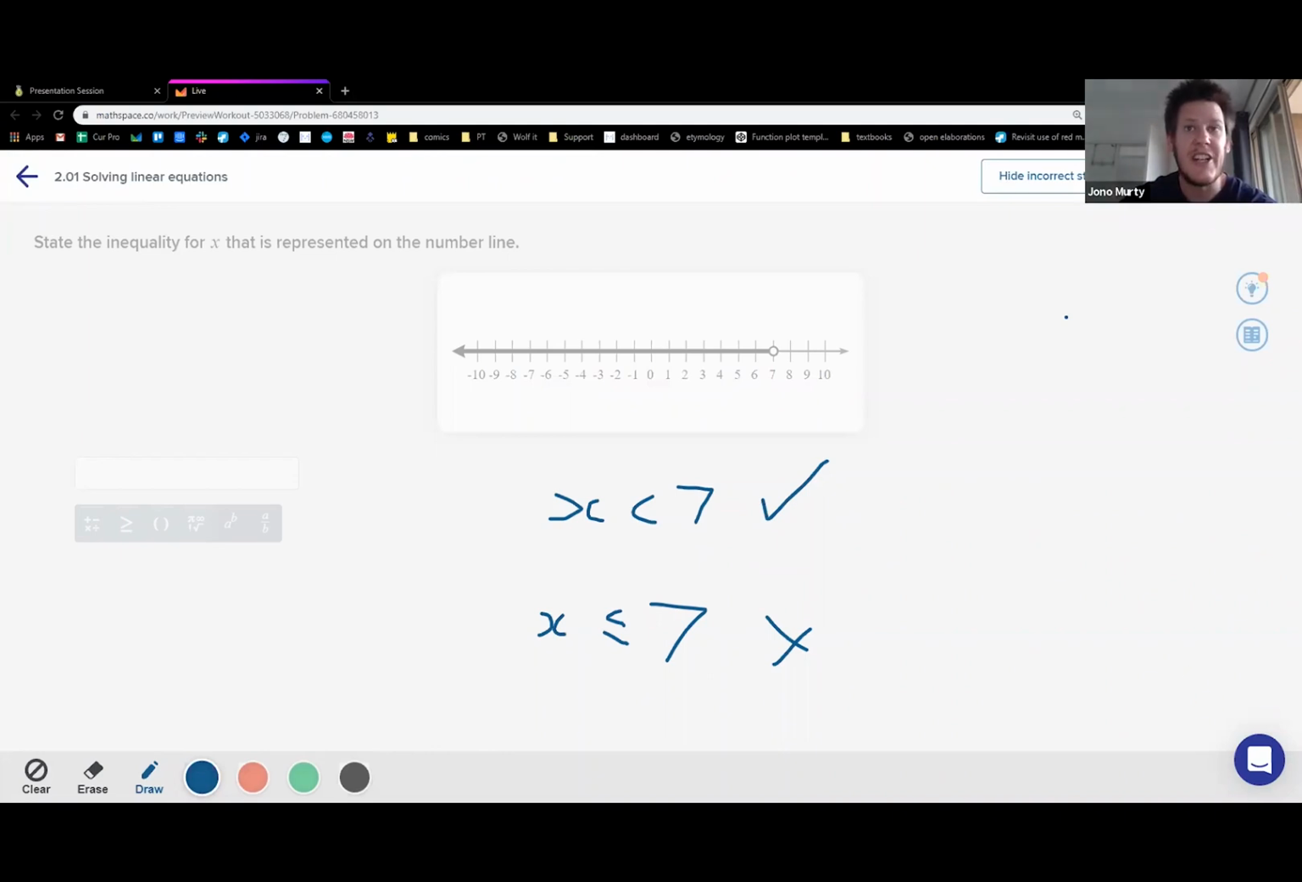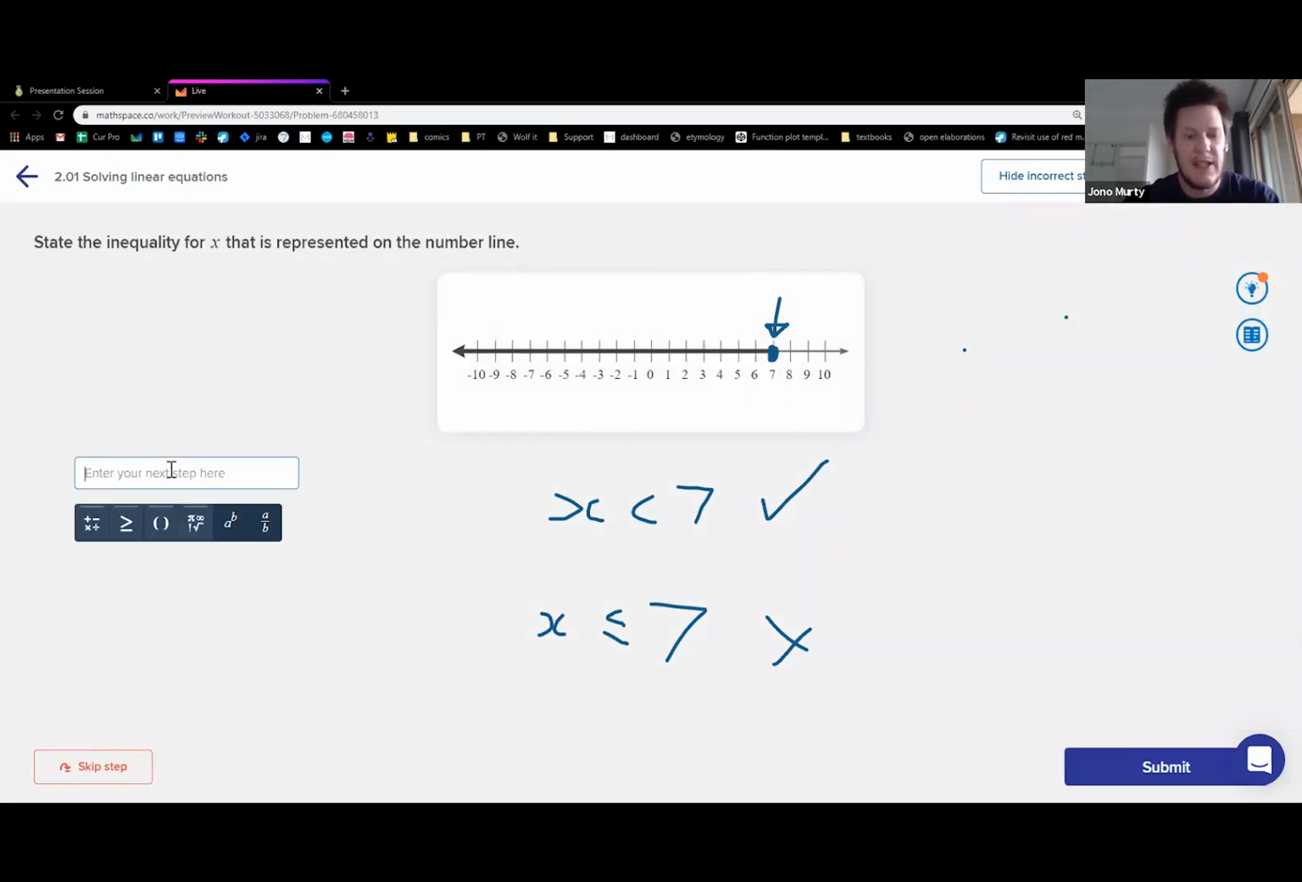The circle isn't shaded. So this circle here, you can see here, it's what's called an open circle or a hollow circle. That means that this point right here at X equals 7 is not part of our solution. If it was colored in, then it becomes part of our solution. So here we have X is less than 7.